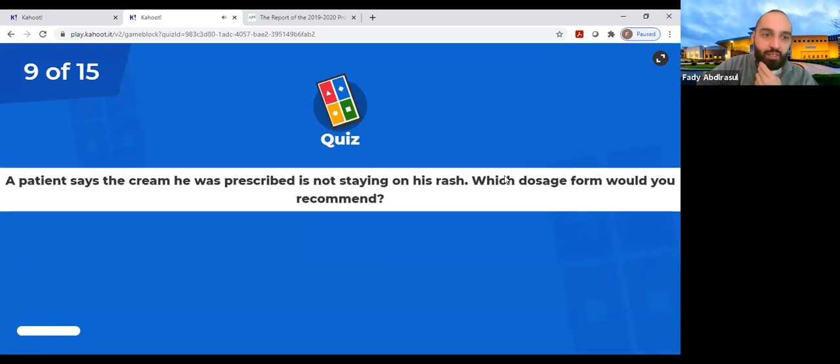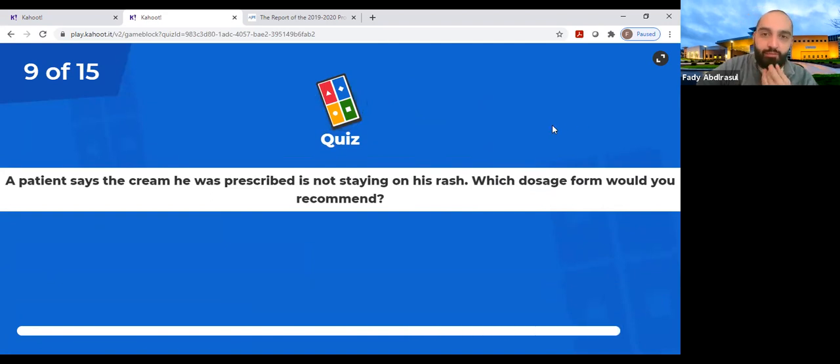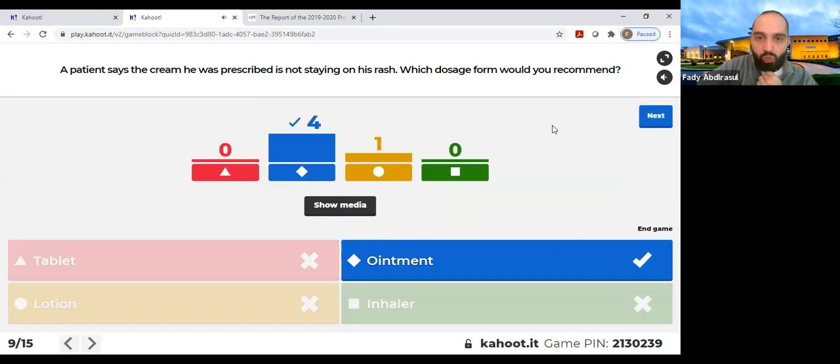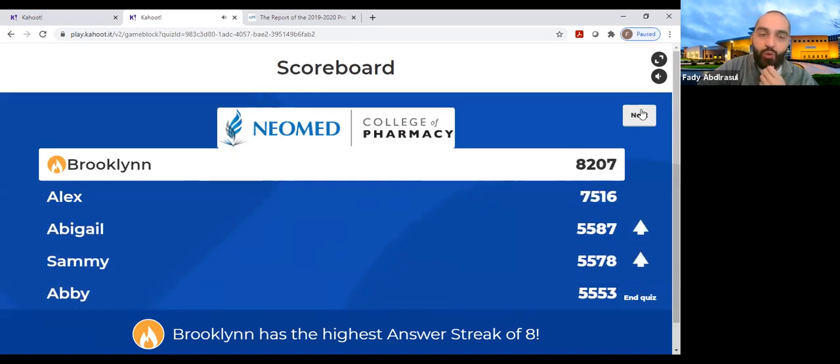A patient says the cream he was prescribed is not staying on his rash. Which dosage form would you recommend instead? Ointment, excellent. Yes, remember ointments are more oily, they tend to stick on the skin a lot better. Good. You wouldn't go with a tablet or anything that is absorbed systemically, because we would rather have medications work at the site that we want them to work at and not get that systemic absorption and cause those side effects, right? So if there's any possibility of using a medication that is just going to work locally, we would rather do that than use systemic medications.